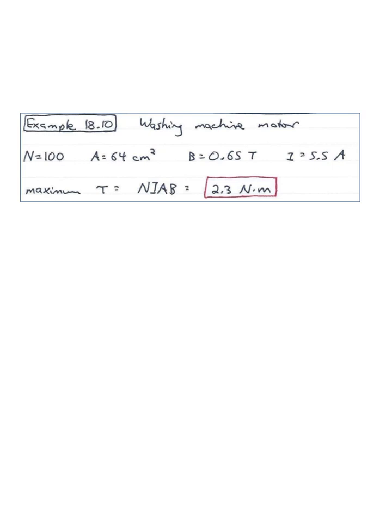Example 18.10 in the book, a washing machine motor. It says a washing machine motor has a 100-turn square coil 8 centimeters on a side in a 0.65 Tesla magnetic field. During the spin cycle, the coil carries 5.5 amperes. Find the maximum torque on the armature. Well, the maximum torque is going to be where the sine theta aspect of the equation goes to 1. And so we have torque equals the number of coils times the current times the area, which is 64 square centimeters, times the magnetic field, and we get a torque of 2.3 Newton meters.